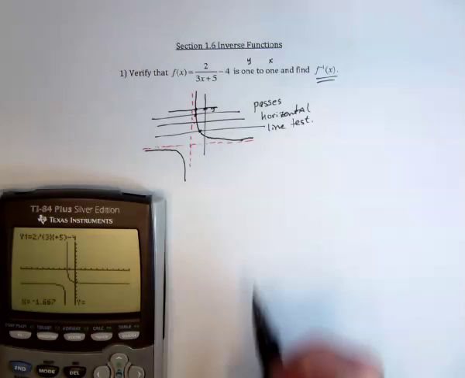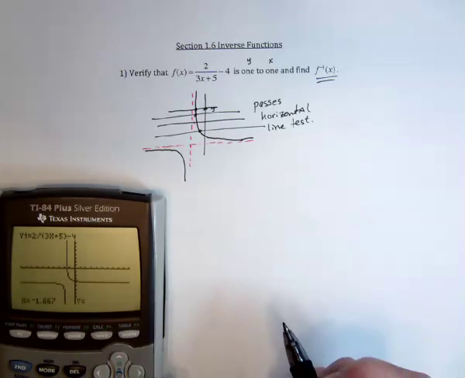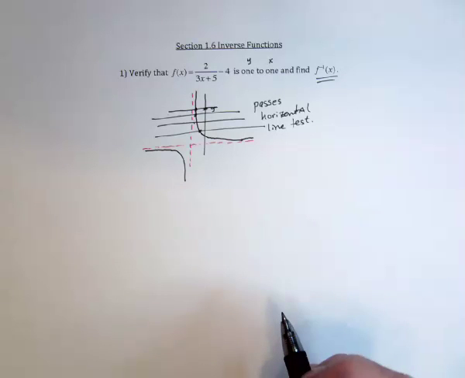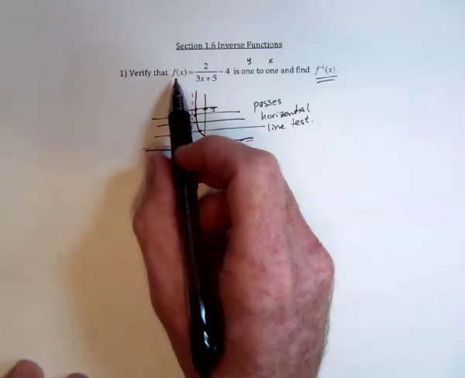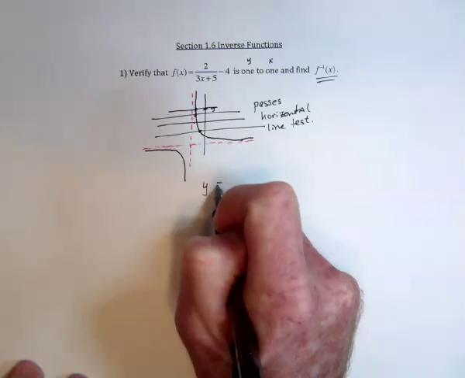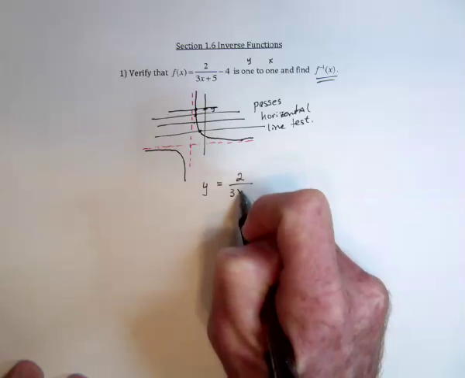And now, find f inverse. So if it's one-to-one, it does have an inverse, and now find the inverse. So the first thing to do is, rather than using f of x, I'm going to use y, just to simplify things for a little while.